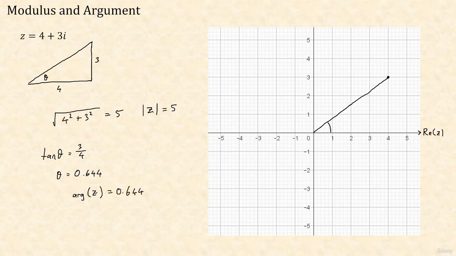So the modulus is how long it is, and the argument is the angle it makes with the positive real axis, measured anti-clockwise. And if we're measuring something clockwise, it's going to be a negative number.